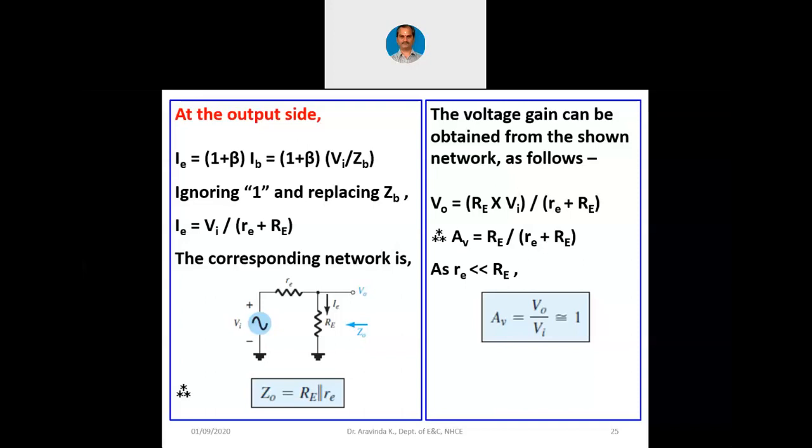I have been telling you repeatedly that we will have a pre-amplifier, a middle stage amplifier, and a power amplifier, something like that. Now this is the reason why we have all those multi-stages. This is one of the reasons.